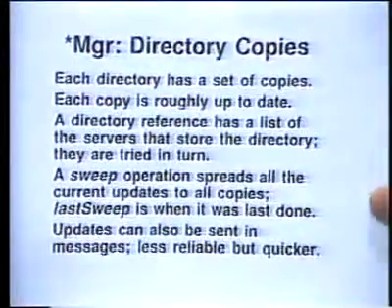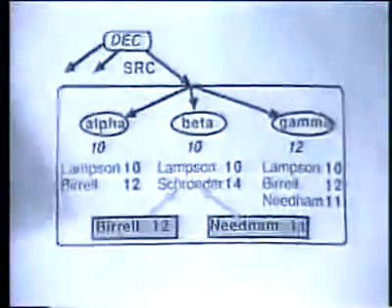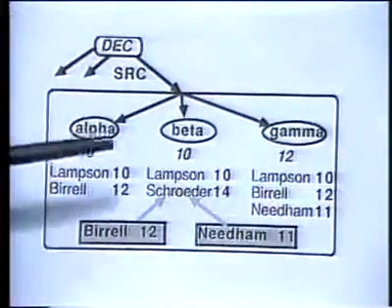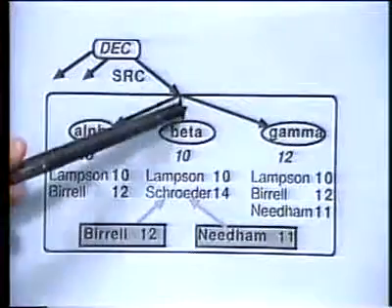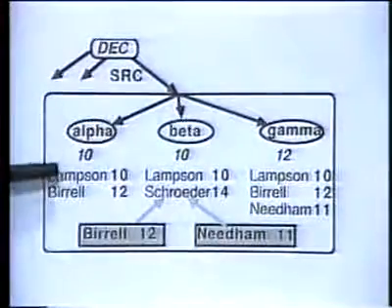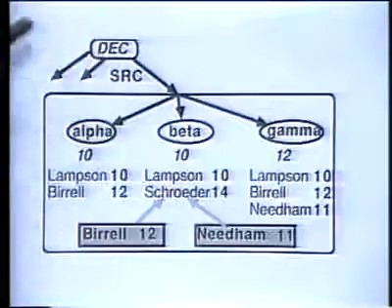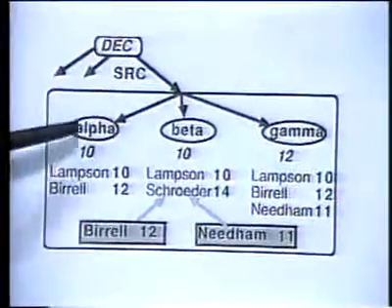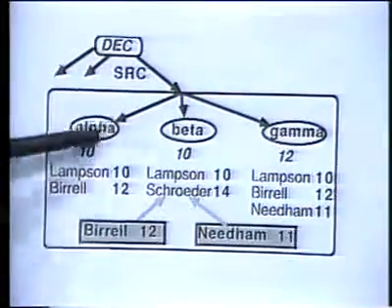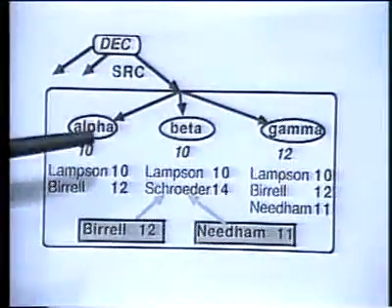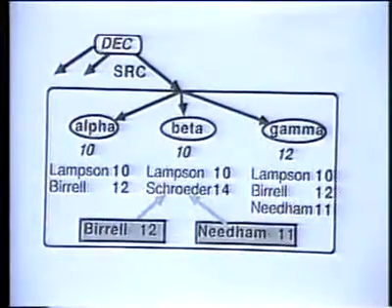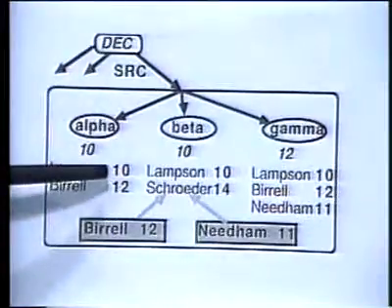Okay, let's continue now and look a little bit at the manager's view of things. In the manager's view, there's not a single directory; there's not a single entity for each directory. Instead, the directory has multiple copies. Here we see, for example, the SRC directory expanded out to show the manager's view of it. The manager knows that there are actually 3 copies of the SRC directory which are stored on 3 machines named alpha, beta, and gamma. And the 3 copies aren't necessarily the same. In fact, in this picture, they're quite different.